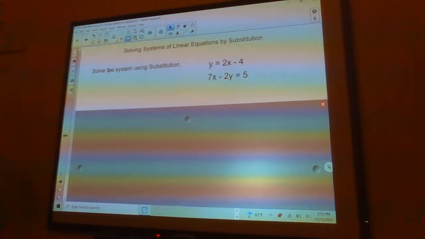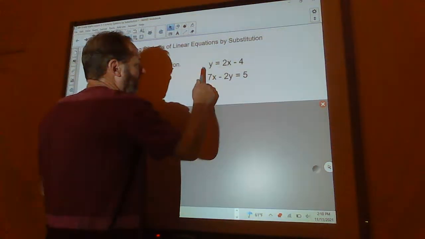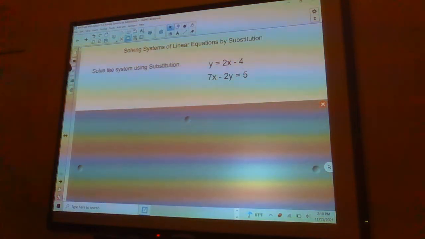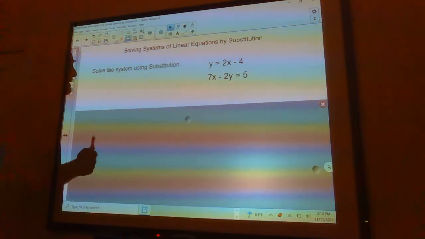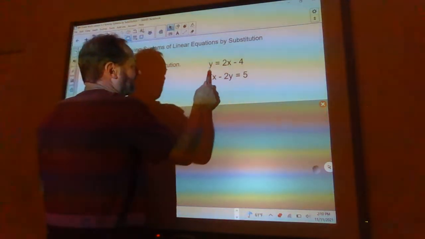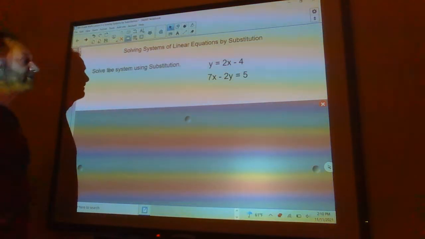Now, substitution works the best when one of the variables, it doesn't really matter which one, has a coefficient of 1. Super easy to use that. You can do it anytime, it's just a little more work. But when one of your variables is sitting by itself like this, that's a tip off. I'm going to use substitution to solve this thing.